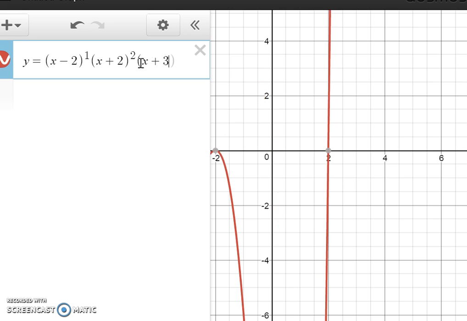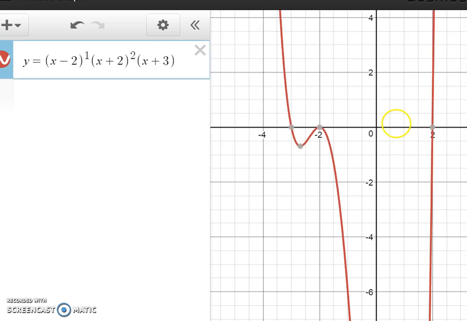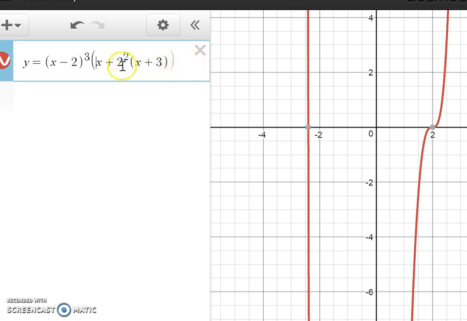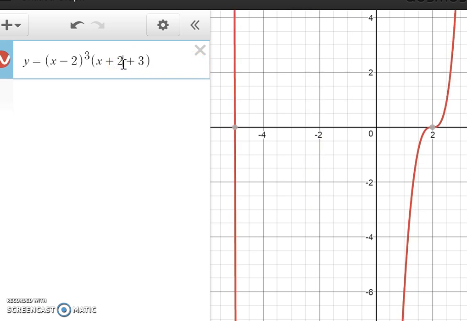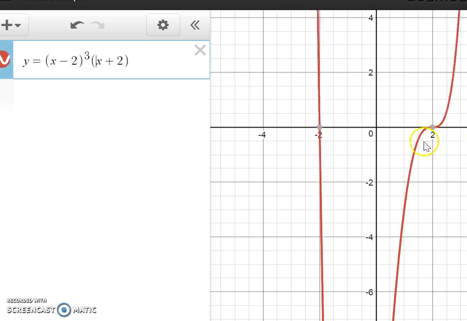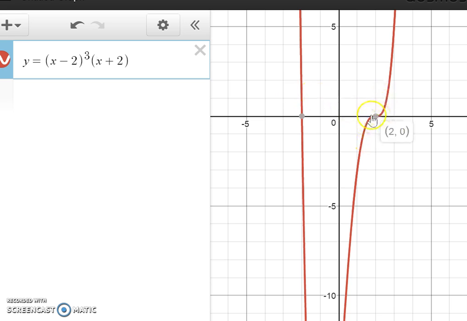Make it a different number. See, this to the power of 1 cuts straight through at x is 2. This square makes it touch, and this has a power of 1 here at -3, so it goes straight through. But again, if I make it a cubic, at x equals 2, you get that kind of curvy cut. So that's something to keep in mind as well. And that's it.